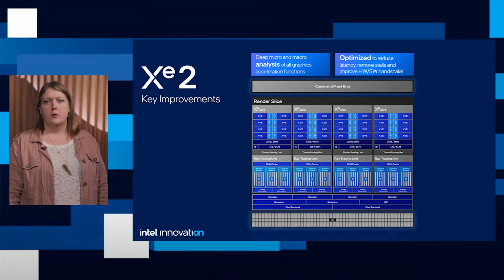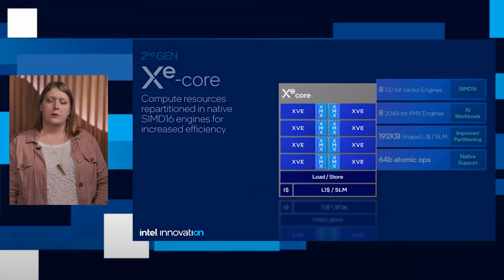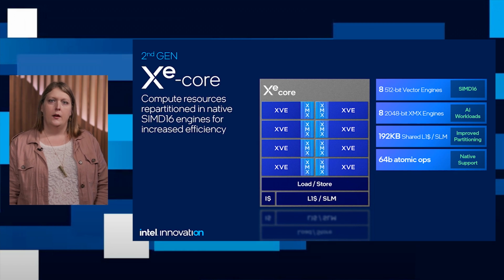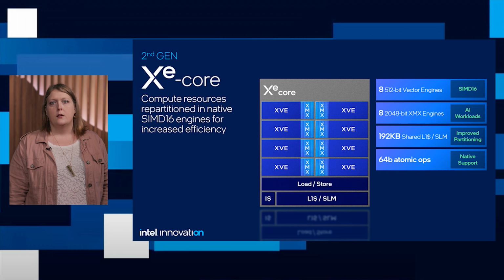The Xe core has the biggest update in architecture, and it's important for developers to know that we now support SIMD16 execution. This new SIMD16 architecture has increased compatibility and efficiency. The second generation Xe core is configured with 8x 1048-bit XMX or matrix engines. Shared cache partitioning is now more flexible as we have a much larger L1 cache and SLM cache for Lunar Lake. And for specific applications, we have 64-bit atomic support.